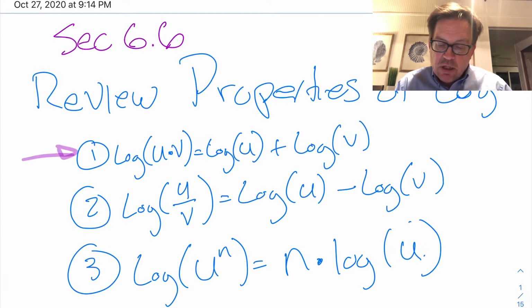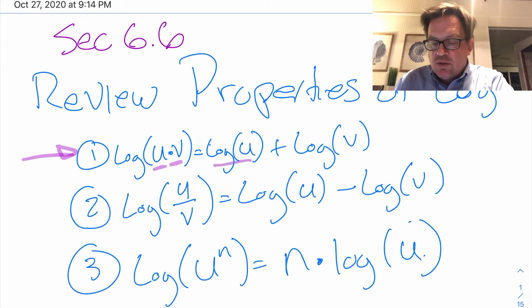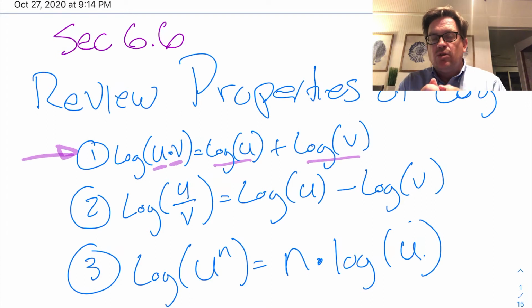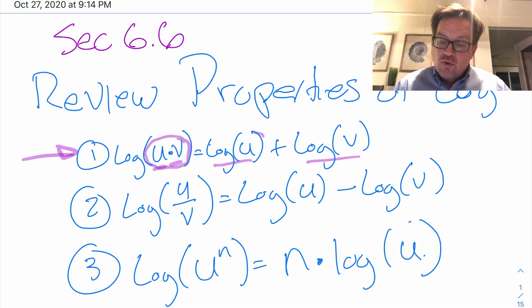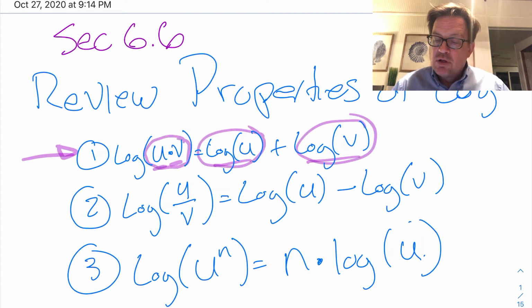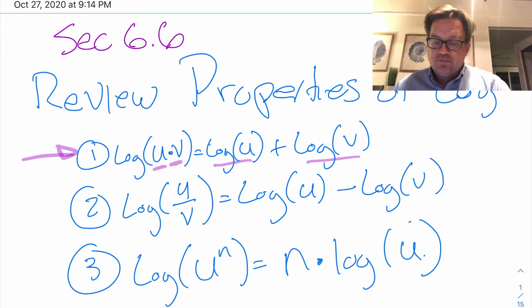The first one is the multiplication one, the product one. The log of u times v is equal to the log of u plus the log of v. So when you're multiplying two things and you're looking for the exponent of the product, you add their exponents. If you think about logarithms as exponents, to find the exponent for the product, you add the exponent of one plus the exponent of the other.